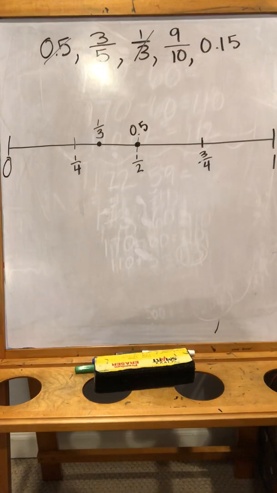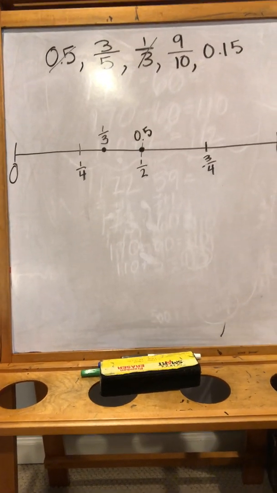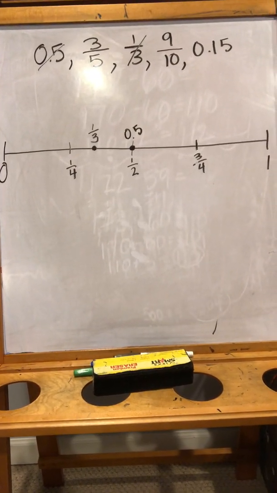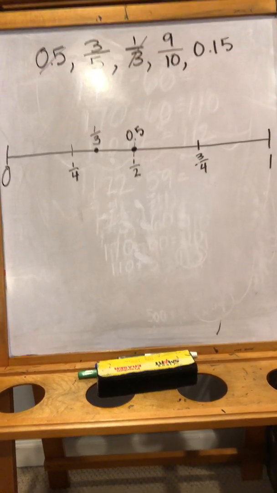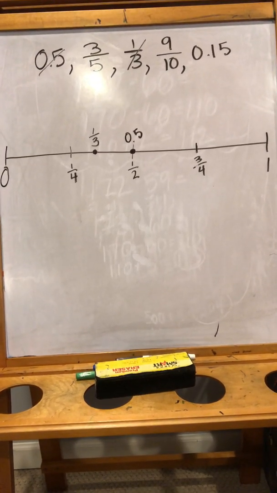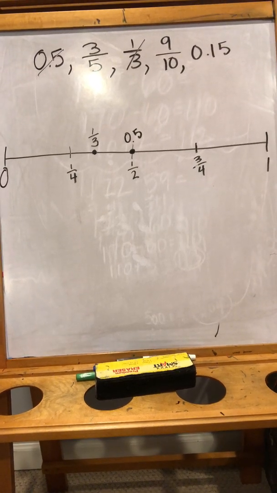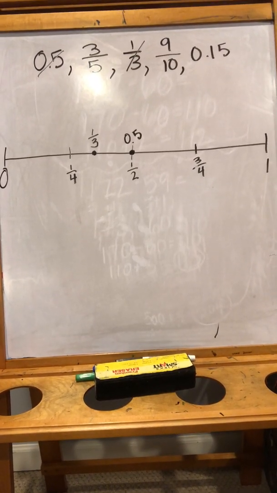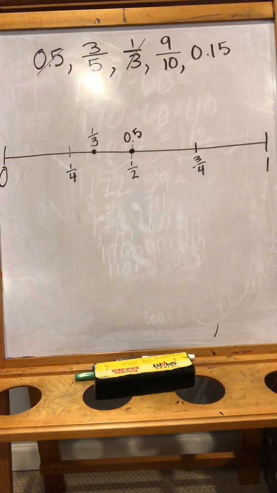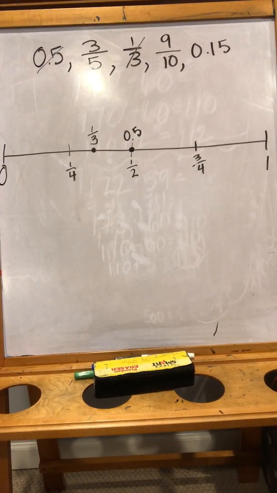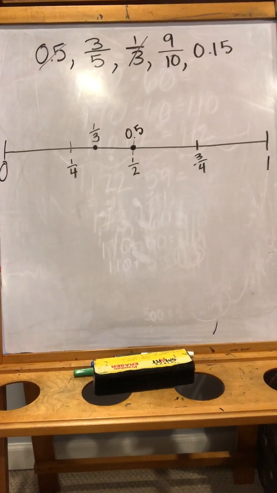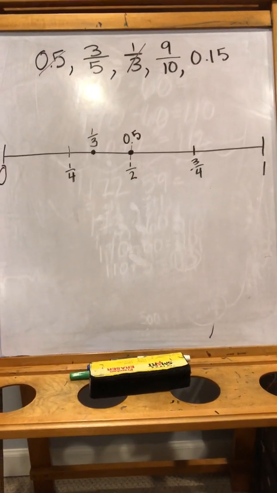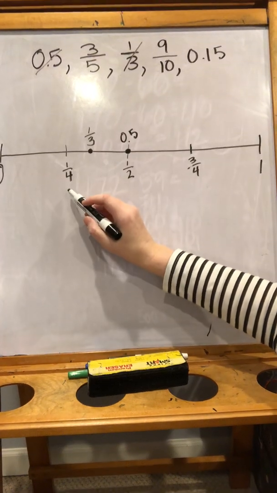Then when we look at 0.15, it is 15/100ths, right? 1/3 is about 33/100ths. So 0.15 would have to be less than 33/100ths, correct? Correct. So 15/100ths has to be less than that.